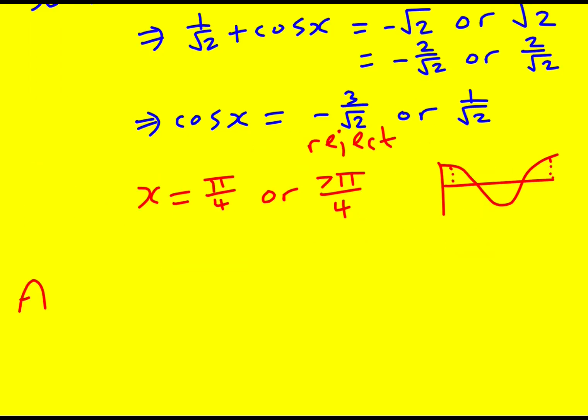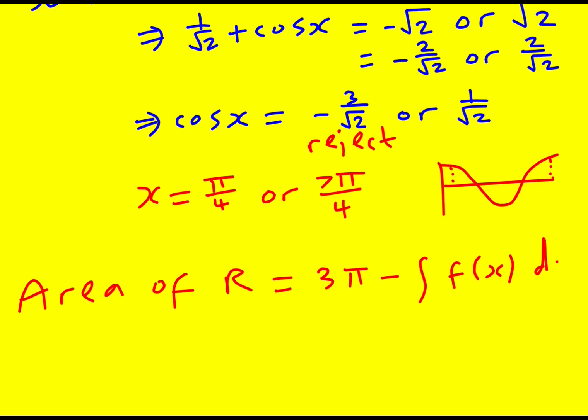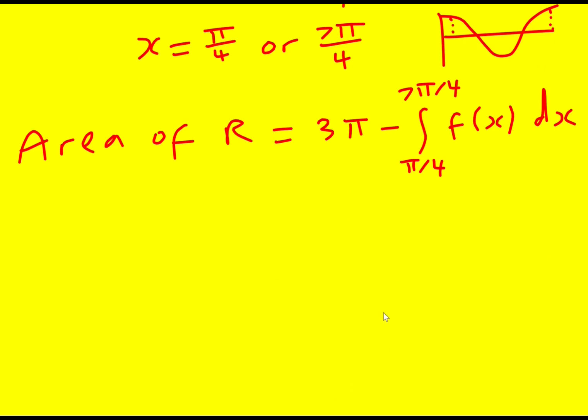And the area of R is therefore going to equal 3 pi minus the integral of f of x between pi over 4 and 7 pi over 4. So that's what we've got to figure out. I might just do it without the limits to start with.